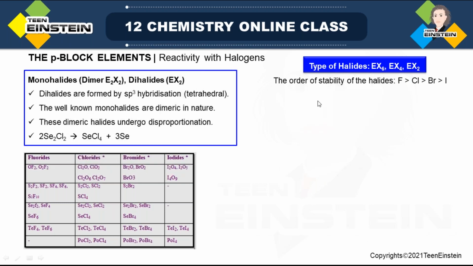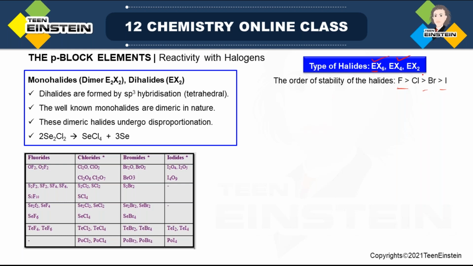Okay, so when we are talking about halogen compounds of group 16 elements, three types are possible: EX6, EX4 and EX2, mainly these three types. And the order of stability of the halides will be like this: down the group it will decrease when E is fixed. Suppose E is sulfur, then the sulfur fluorine compound, sulfur chlorine compound, keeping E fixed. If we consider the stability of the halides, then this should be the stability order.